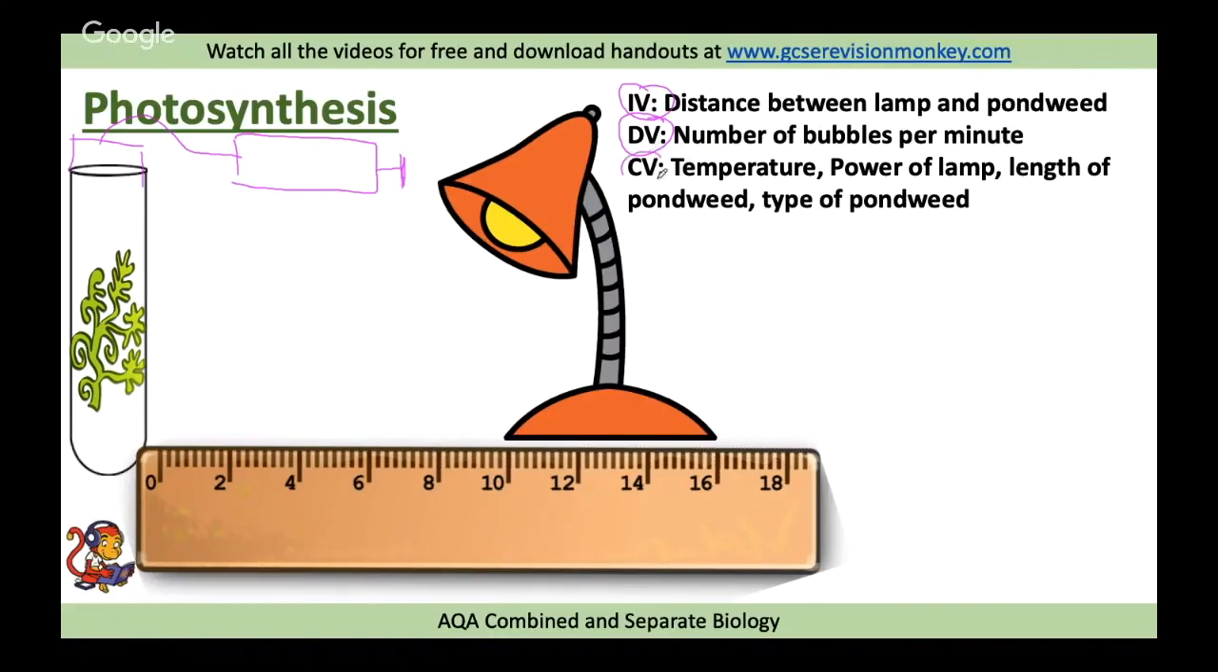The control variables then: temperature, power of the lamp, so you might want to stick with, for example, a 40-watt lamp, the length of pondweed and the time of pondweed. You start at a certain distance, count the number of bubbles per minute or the volume of gas produced per minute, and then you would do that at a closer distance as you move the lamp, and so on and so forth.